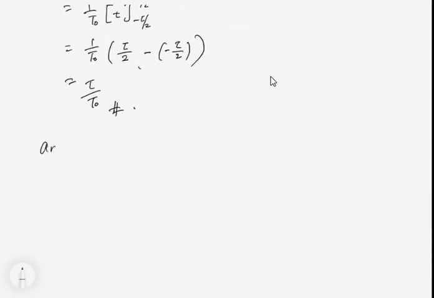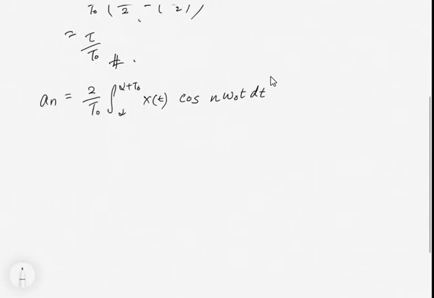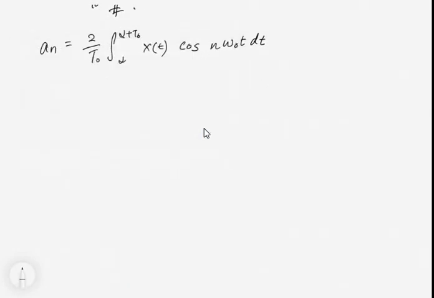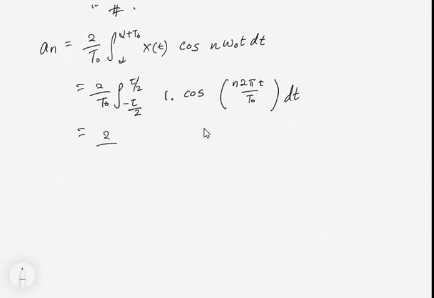And then you go to find the a n. As I told you just now, the formula is 2 over T naught times the integral of x(t) cos n omega naught t dt. Again, x(t) is equal to 1, from negative tau over 2 to tau over 2, cos n 2 pi over T naught t, where omega naught is 2 pi over T naught. Then you integrate: from the cos you get sine. So you have T naught over 2 pi.